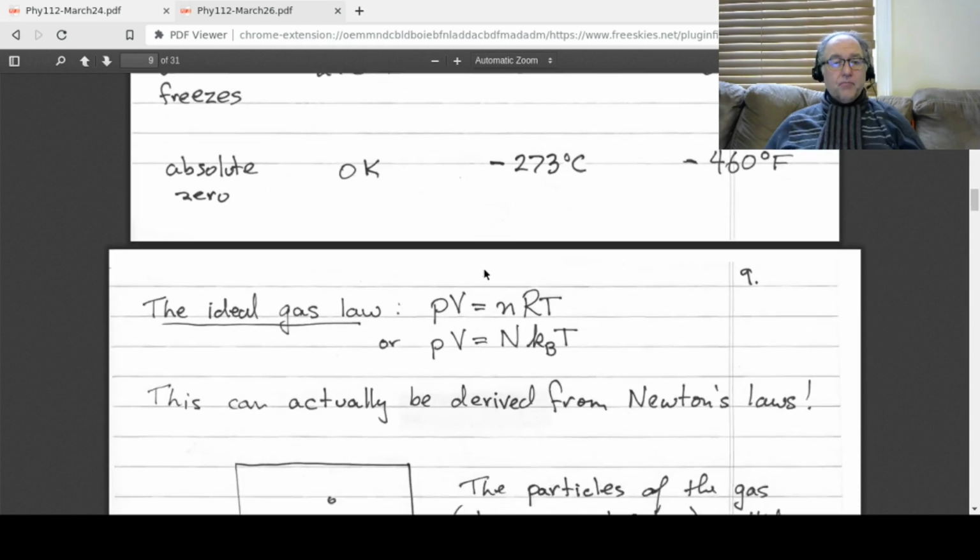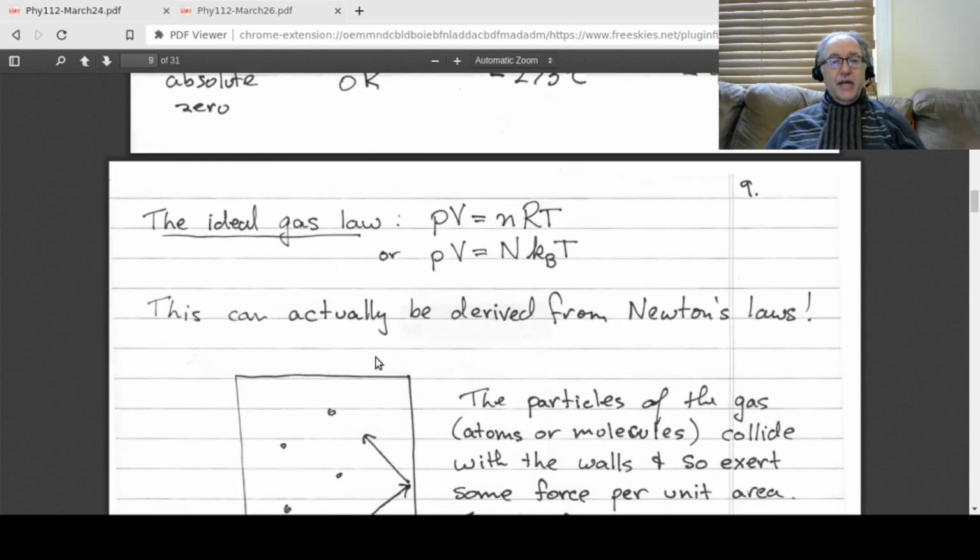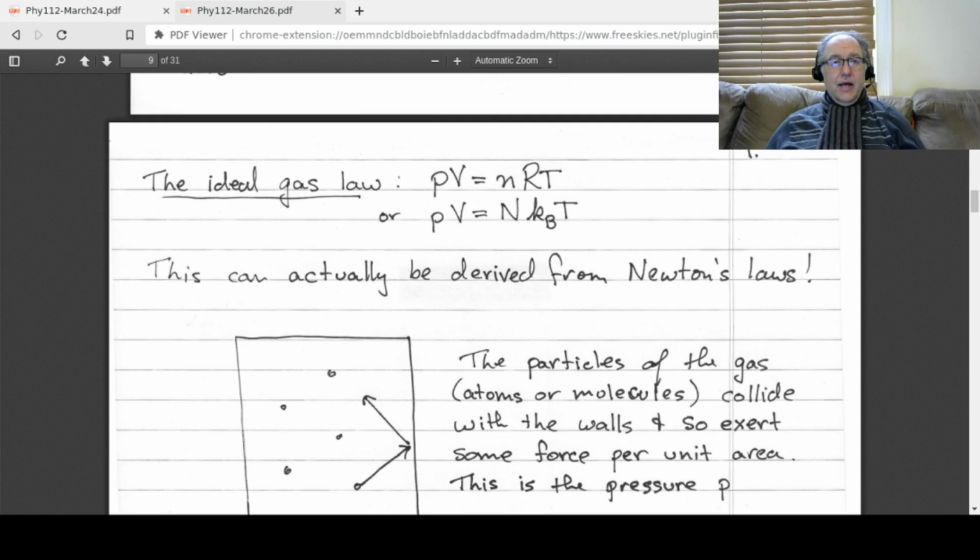All right, so now what? Well, let's turn our attention to the ideal gas law. And we'll actually study it in two forms. Now, I bet you that most of you have seen the ideal gas law in high school or in your chemistry classes and so on.